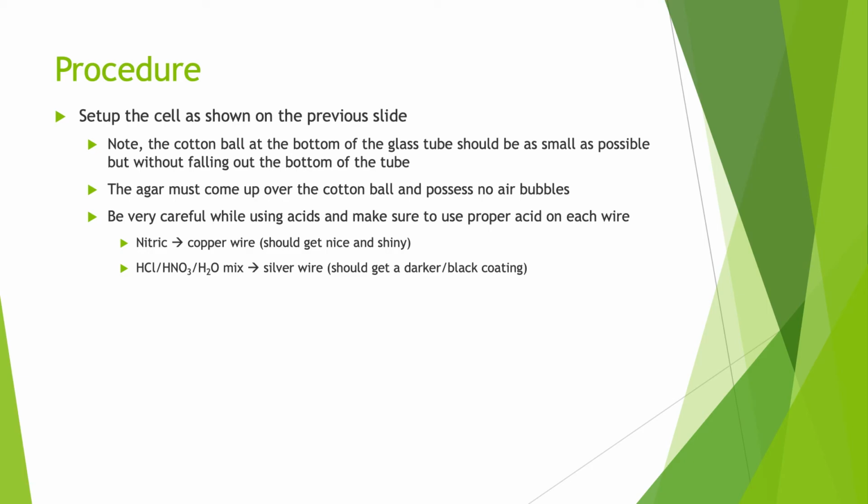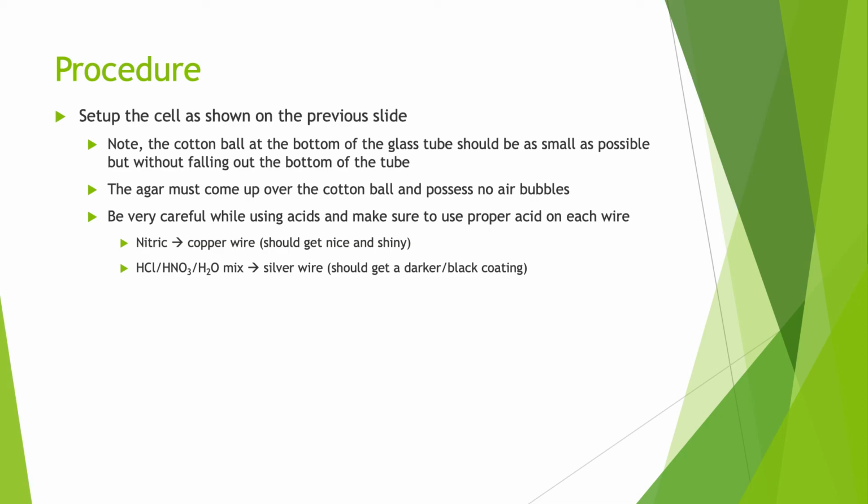And then the silver wire, you're going to prep it by dipping it in a little bit of an HCl, nitric acid, and water mix. This is also still pretty concentrated acid, so you also still need to be careful with this. And what you should see happen to the silver wires is that it should actually get darker, almost a blackish coating. Because what's really going to happen is this chloride from the HCl is going to coordinate to the silver, and you're going to form a silver chloride coating on your silver wire. And so those are the prepping parts that you will do for the wires.